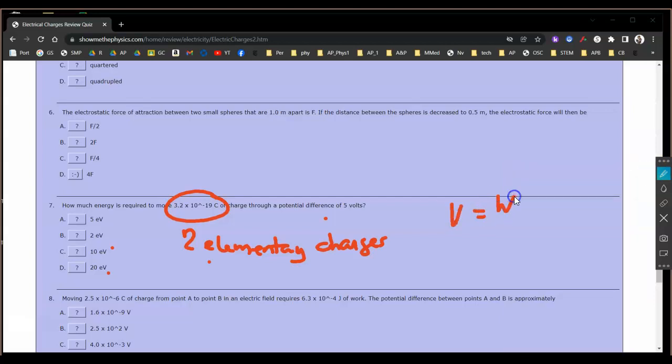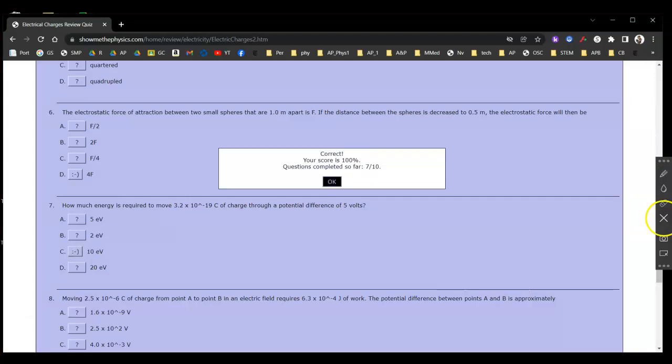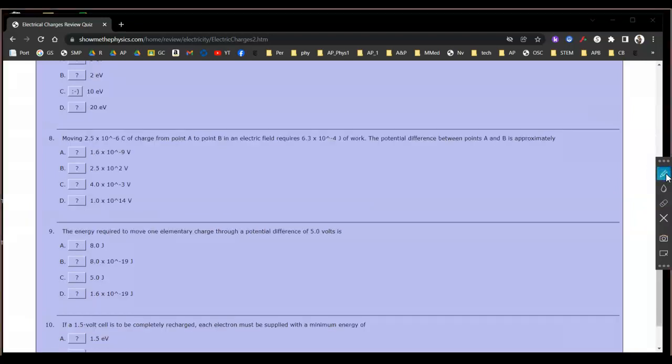V equals W over Q. 5 volts equals W, which we want, divided by 2 elementary charges. Now I can get an answer within electron volts. So I cross multiply and I get 10. Remember that? Joules goes with coulombs. Elementary charges go with electron volts. Okay, moving on.